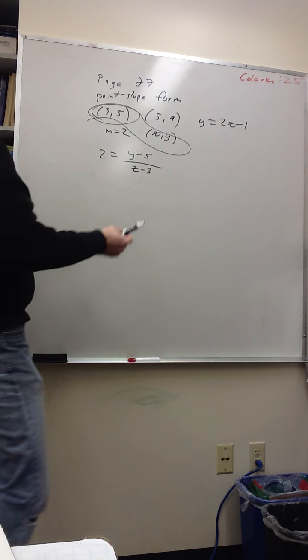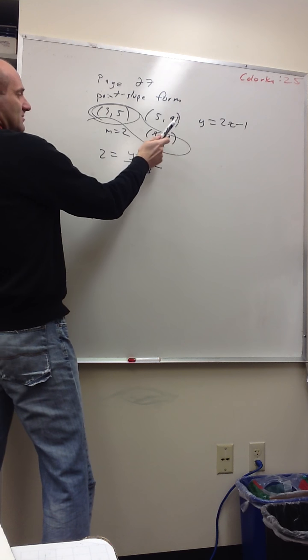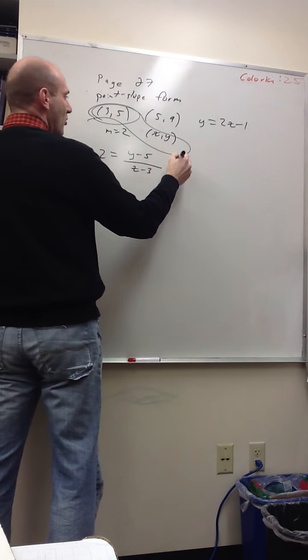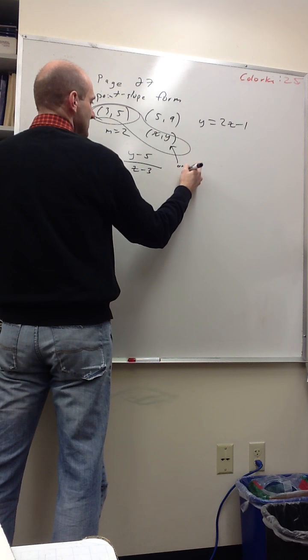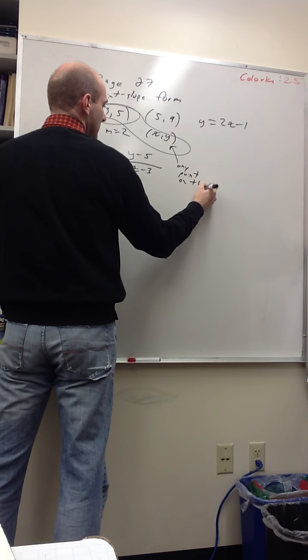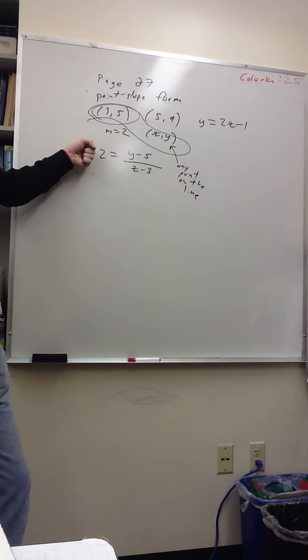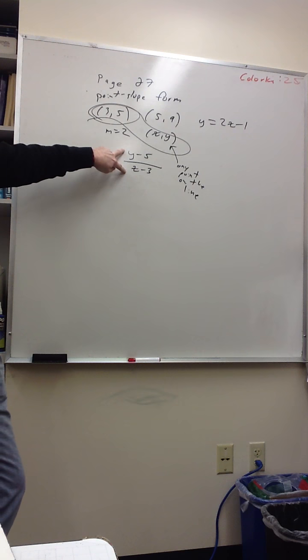But instead of using the points (3, 5) and (5, 9), I used (3, 5) and (x, y), where (x, y) is just any point on the line. It's going to stand for any point on the line. And this has to be true. If the slope is 2, then that is the slope between (3, 5) and any point on the line, so this is true.